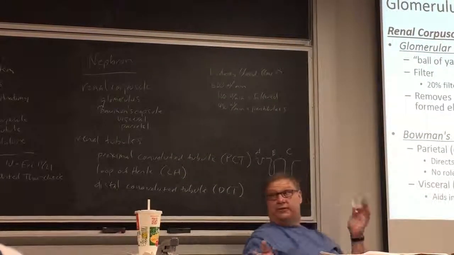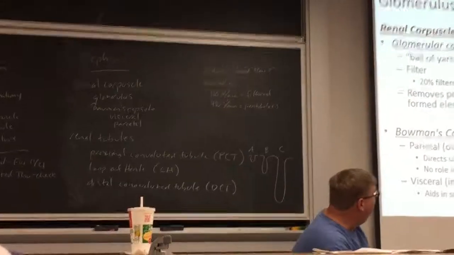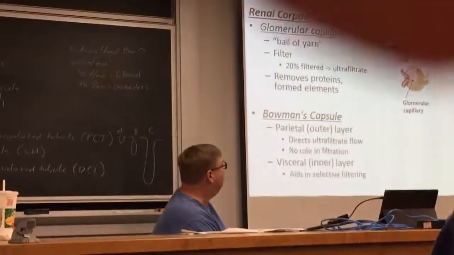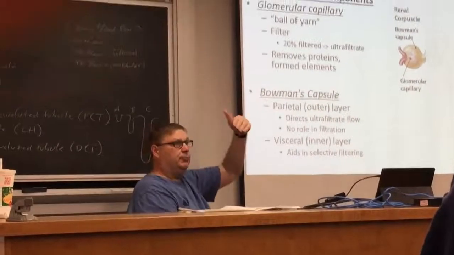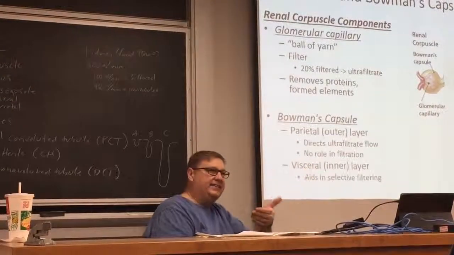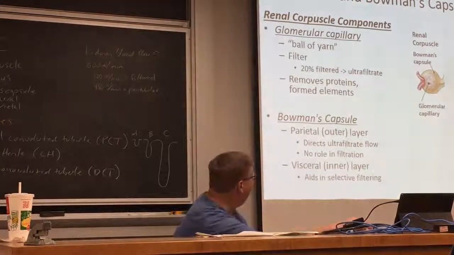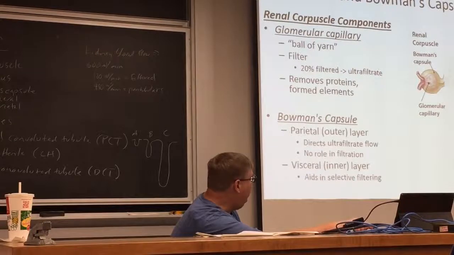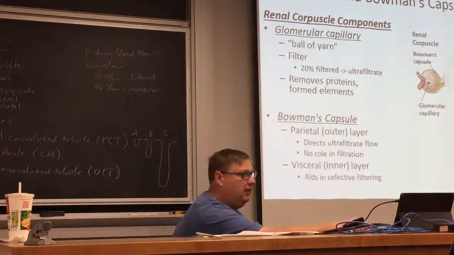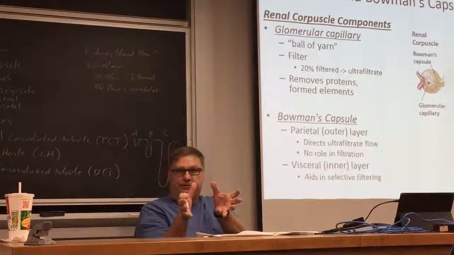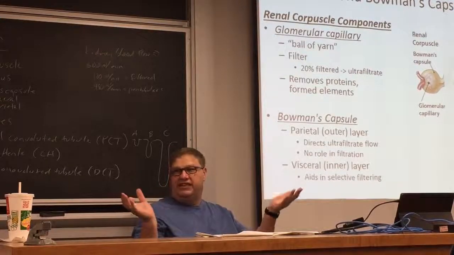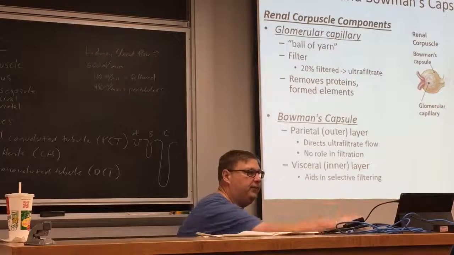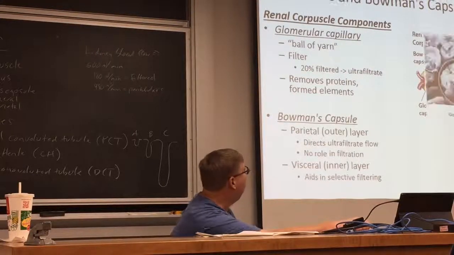The glomerular capillary, we said, is called a ball of yarn. That's what it looks like. Like we said, about 20% or so is filtered. That becomes ultrafiltrate. We call it ultrafiltrate because there are no proteins or formed elements, and that's because of the filtration slits. Bowman's capsule has two layers: a parietal layer, which directs the ultrafiltrate flow and has no role except to not allow the fluid to get into the interstitial part of the kidney, and the visceral layer, which is the selective filter.